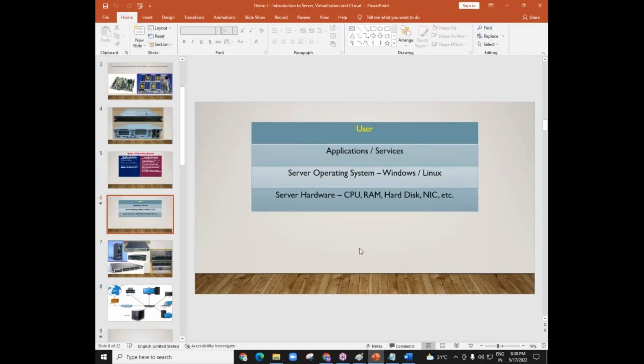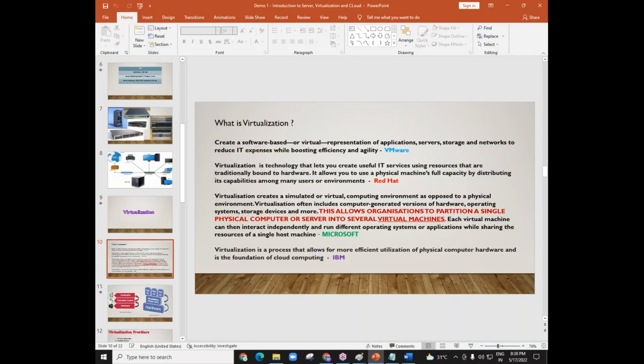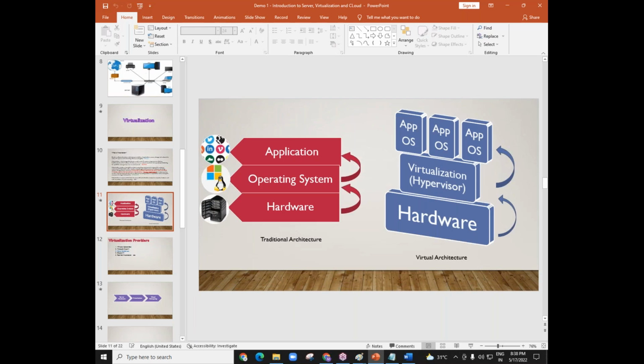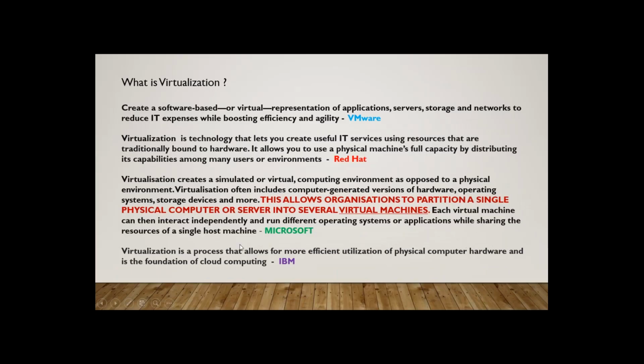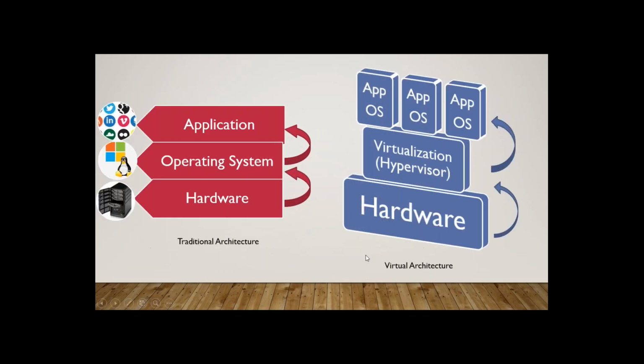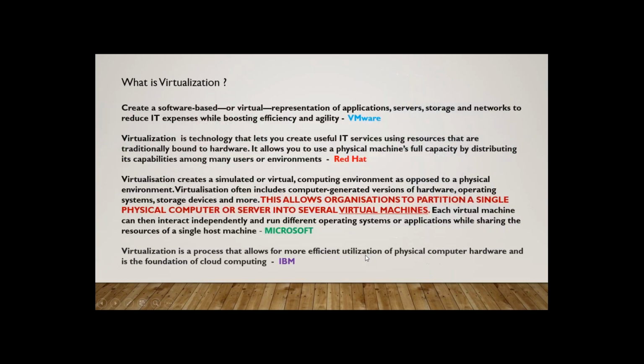Now, let us see how virtualization is related to cloud computing. There is a definition here for virtualization, and this definition is from IBM. Just concentrate on the last definition. Other things we will say after some time. It says virtualization is a process that allows for more efficient utilization of physical computers. That means instead of installing only one OS in one physical machine, we can install multiple OS in one physical machine. So that is better utilization of hardware.